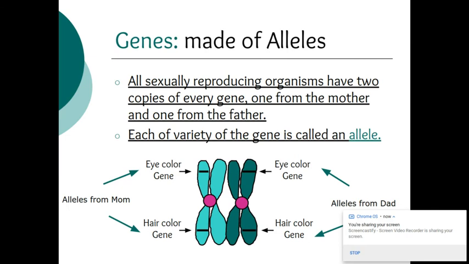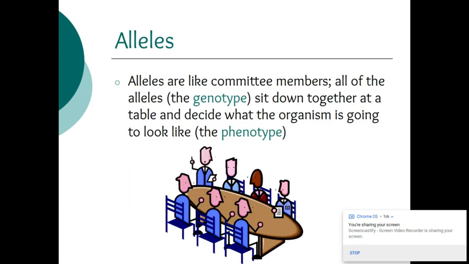All sexually reproducing organisms have two copies of every gene, one from the mother and one from the father. Each variety of gene is called an allele. So you always get one allele from your mom and one allele from your dad. So what you have is a combination of both. They're kind of like committee members. They all sit around and they all decide what you're going to look like.